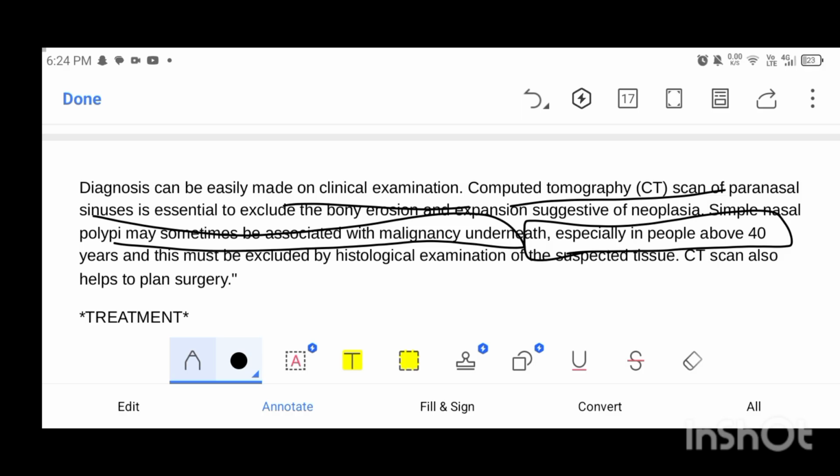How will you diagnose the bilateral ethmoidal polyp? We do the CT scan basically, and if the patient is above 40, then the polyp may have malignancy underneath. To rule it out, we do the CT scan. This is the main point. You have to remember it.